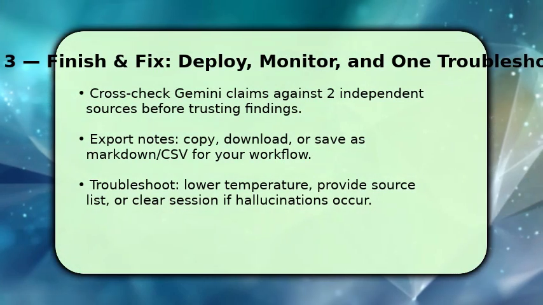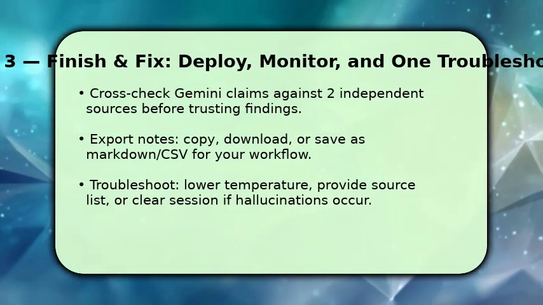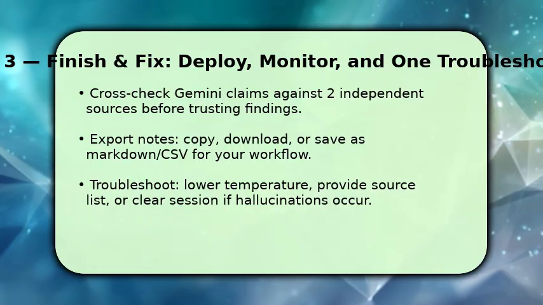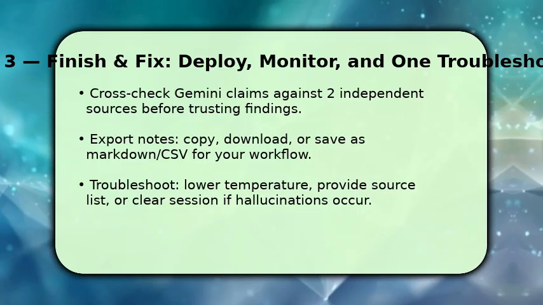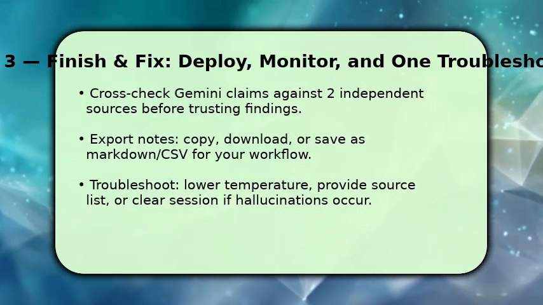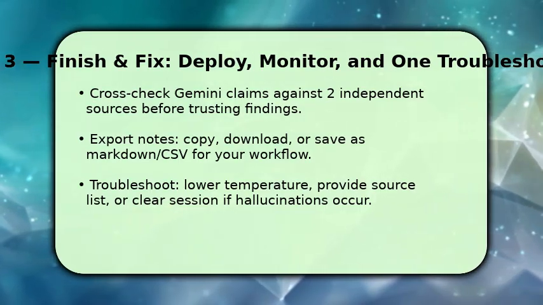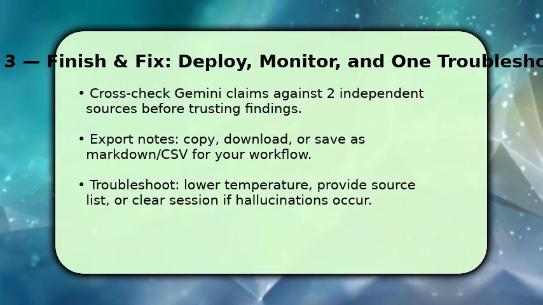To finish, validate Gemini's outputs by checking at least 2 independent sources and confirming quotes or data points. Then export the result into your workflow, copy, download, or save as Markdown or CSV. Make sure to annotate uncertain claims and flag them for human review.